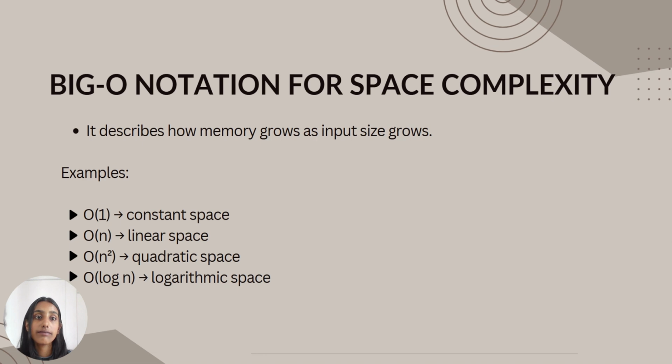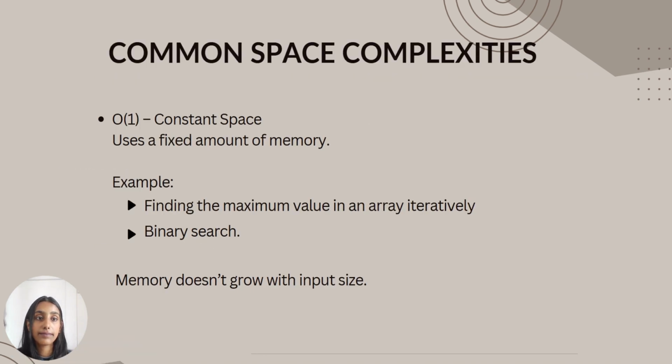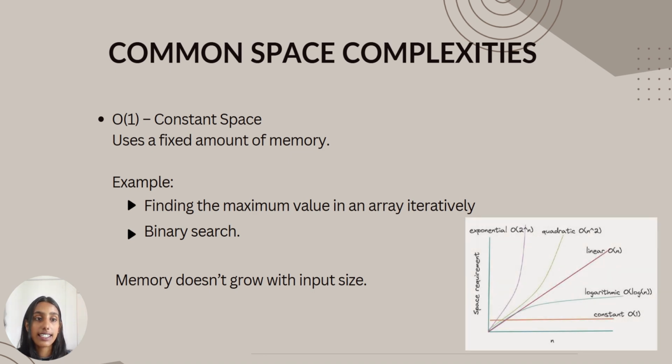Just as in time complexity, space complexity also uses big O notation. It describes how memory grows as the input size grows. We have O(1), which is constant space, O(n), which is linear space, O(n²), which is quadratic space, and O(log n), which is logarithmic space. Let's take a look at each one of these in detail.